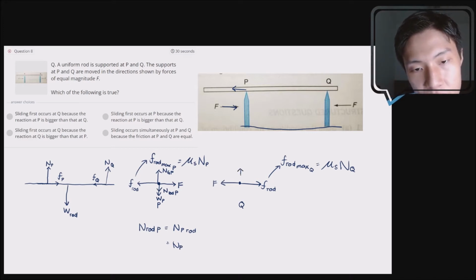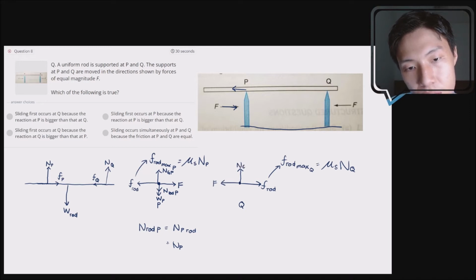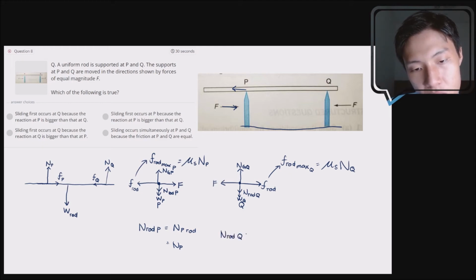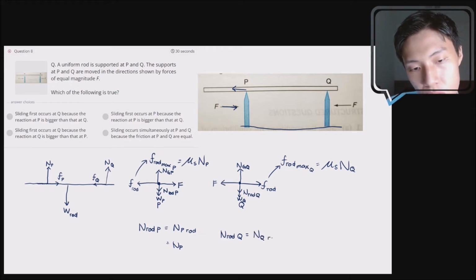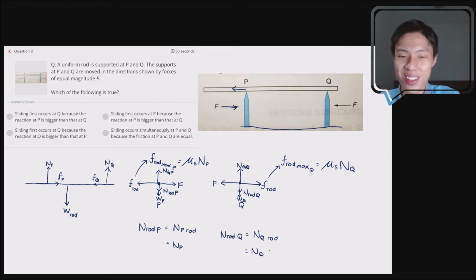If there's a ground, then this is the normal force exerted by the ground on Q. Then you have the weight of Q. Then of course the plank is pressing on the support, so there'll be a normal force exerted by the rod on Q. So this N rod Q here, based on Newton's third law, you know that is equal to the normal force exerted by Q on the rod. Normal force exerted by Q on the rod is just normal force Q over here. Okay, I'm getting a bit too far. You don't need to think that much actually.